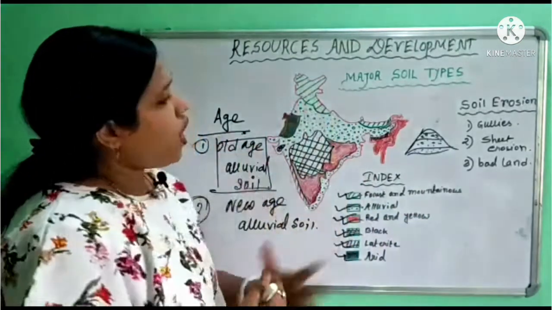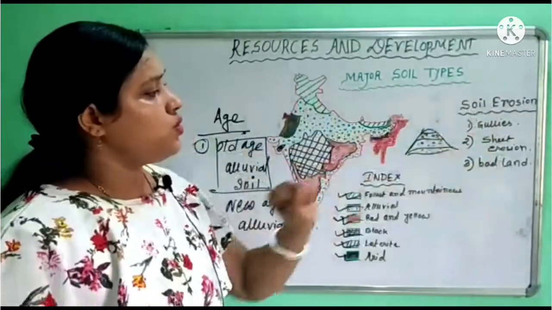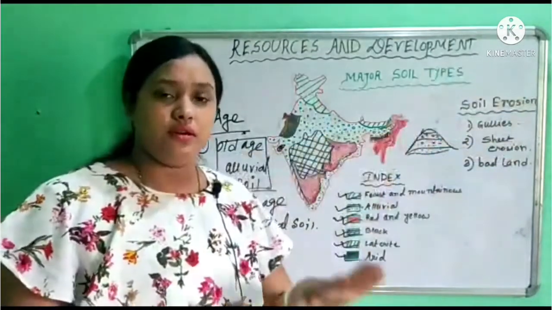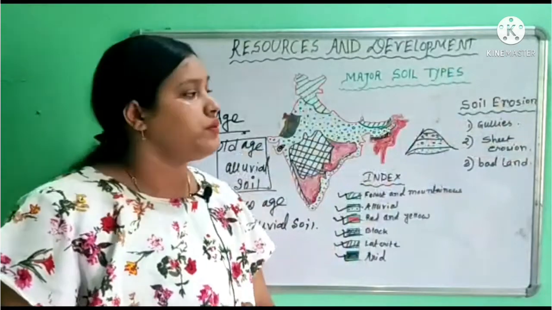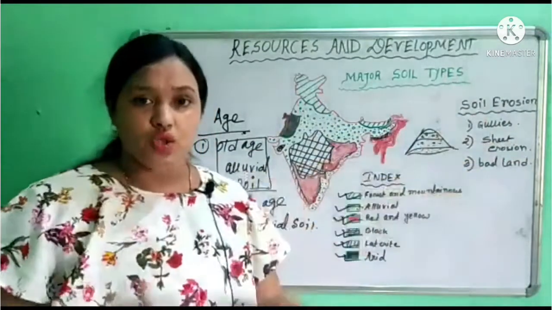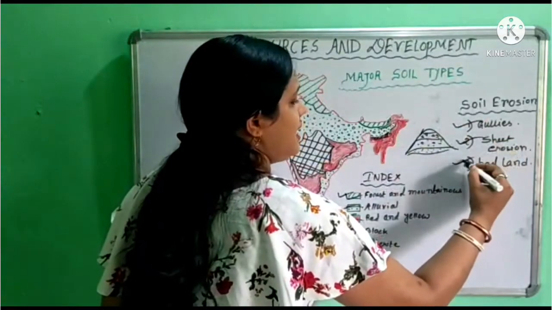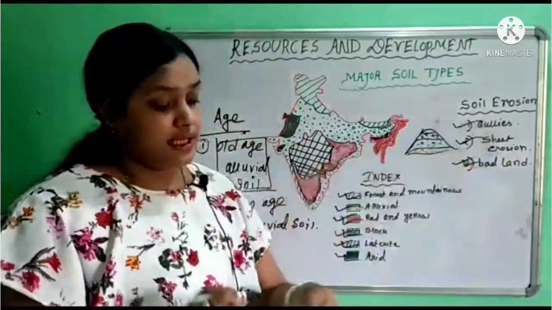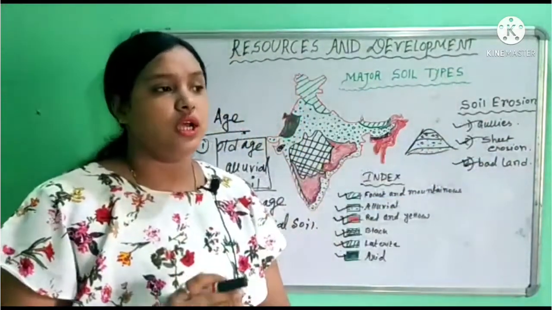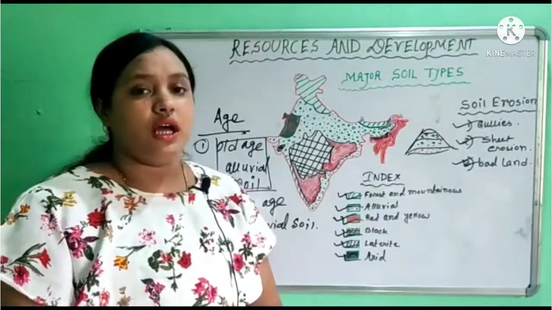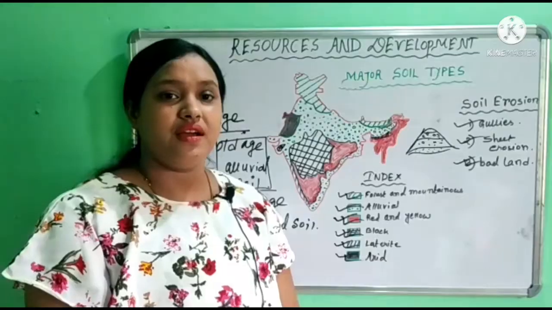Now our next topic is soil erosion. In our class 10 syllabus we mainly find three types of soil erosion: gully, sheet erosion and badland. These are the three types of erosion in our class 10 syllabus.